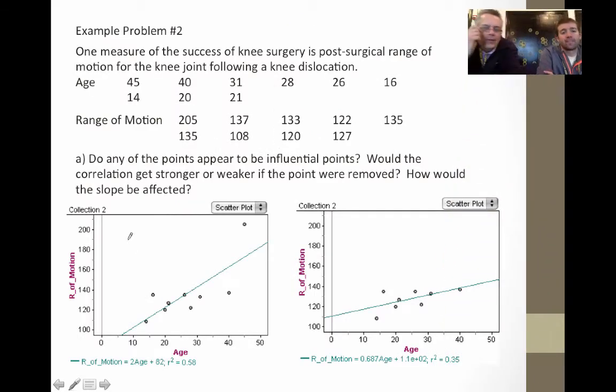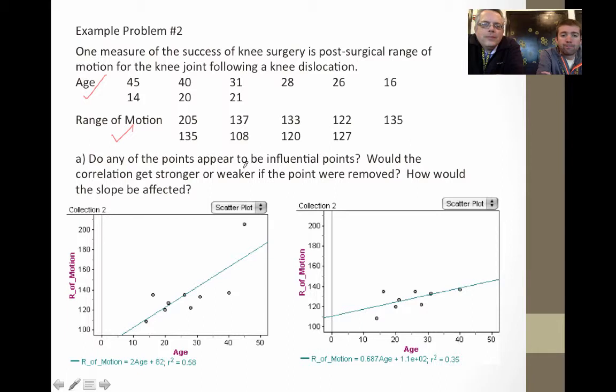Example number 2. We'd like to thank whoever came up with this and posted it on the internet so we could steal it. One measure of the success of knee surgery is post-surgical range of motion for the knee joint following a knee dislocation. So the explanatory variable is the age of the person. We got a youngster at 45 there, and the rest are even younger. And then the range of motion, that's the response.